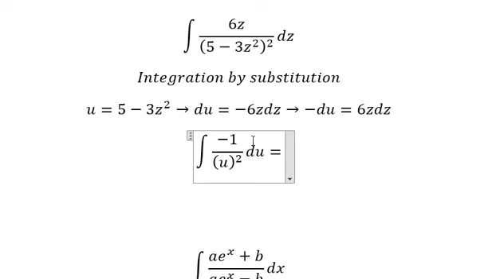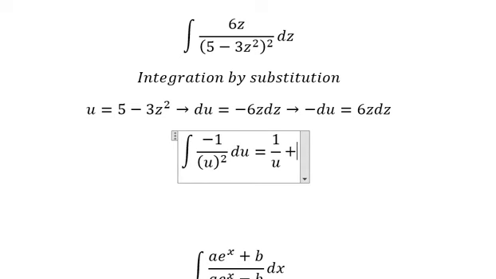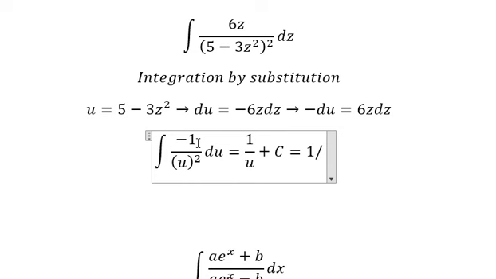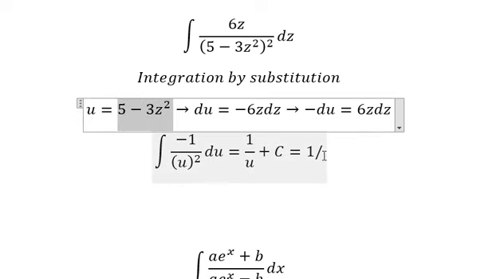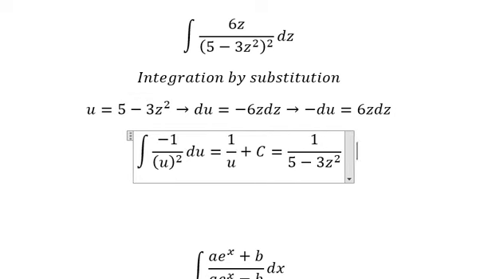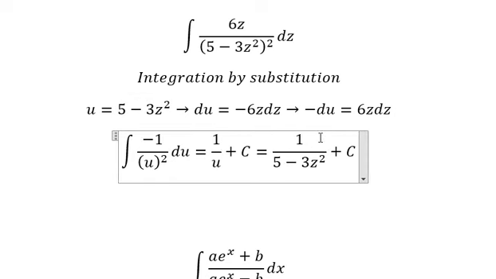The integration of this one, we have 1 over u, and we put c. Then u, that's it for this one. And this is the final answer.